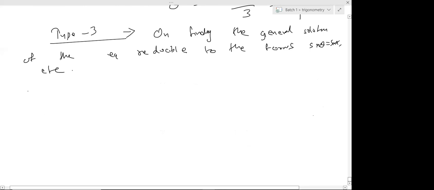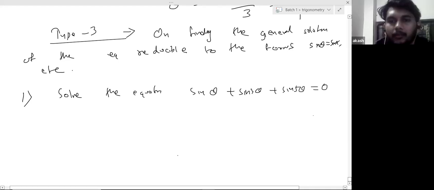Let's try one question. Solve the equation sin theta plus sin 3 theta plus sin 5 theta equals 0. Alright, how can we solve this? We can write sin theta plus sin 5 theta plus sin 3 theta equals 0.